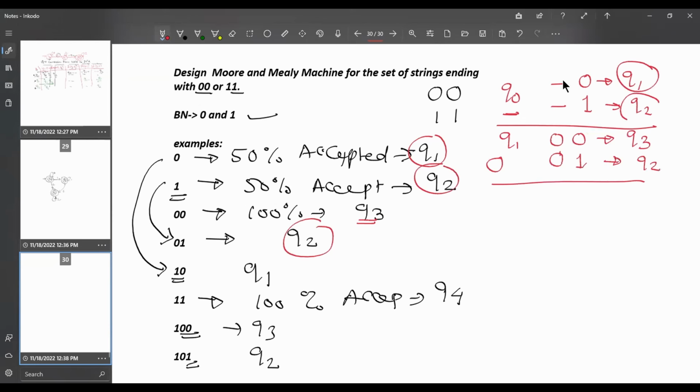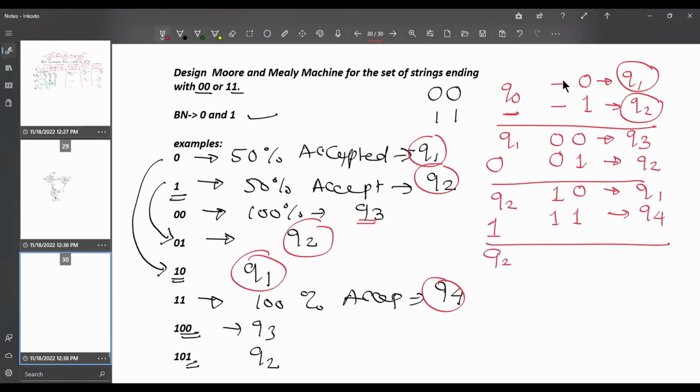Now the next resultant state that we have to take is Q2. Q2 indicates that your string has ended with 1. So your previous bit was 1 and the next bit can be either 0 or 1. It's making the number 10. 10 is having the resultant state as Q1 and 11 is having the resultant state as Q4 because your string has ended with double occurrence of 1.